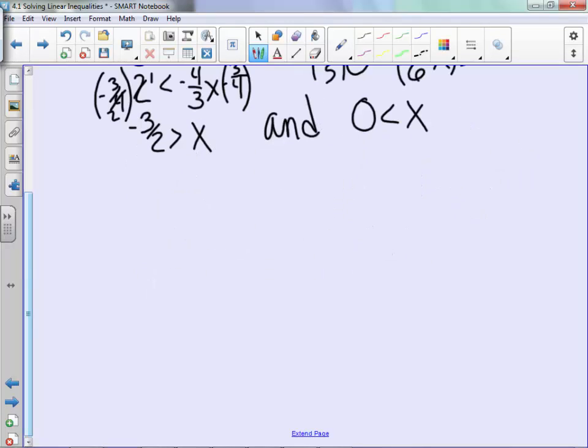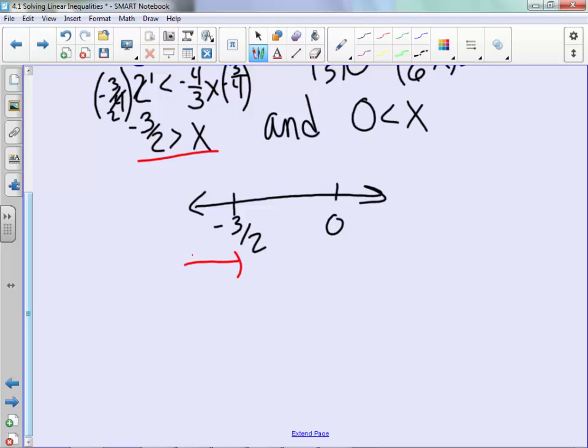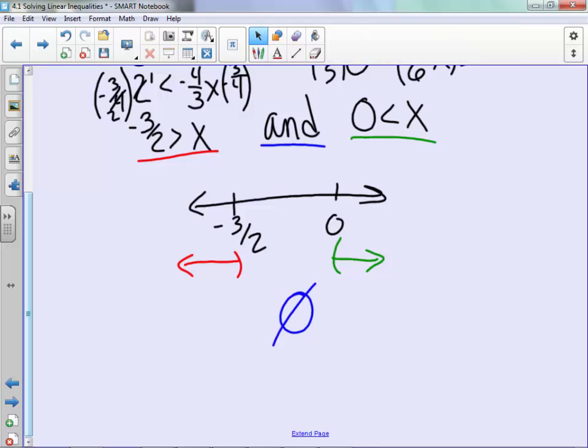Now let's go ahead and graph these. Graphing this first one, we want where x is less than this. Graphing the second one, we want greater than 0. Remember, it's an and, so where do we have both of the lines? Well, we don't have both of the lines anywhere, so it's going to just be no solution.